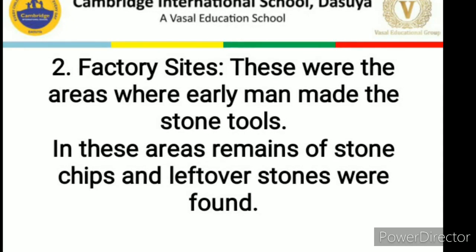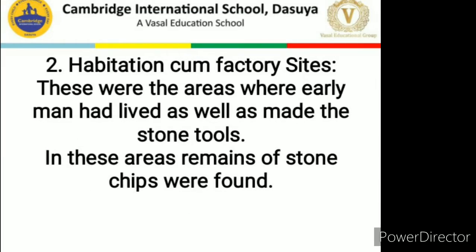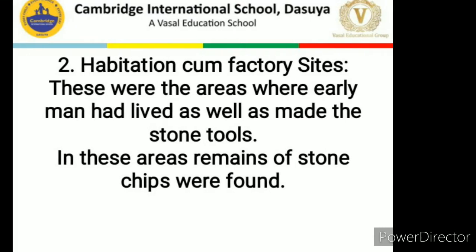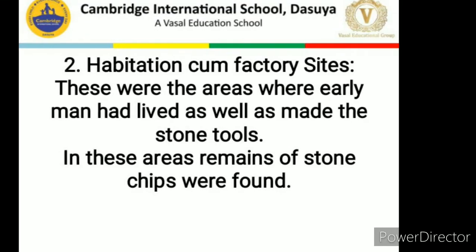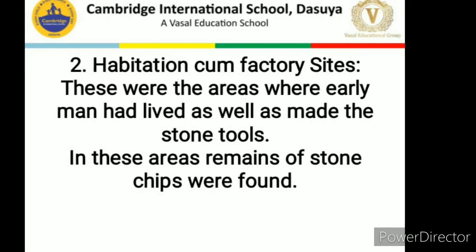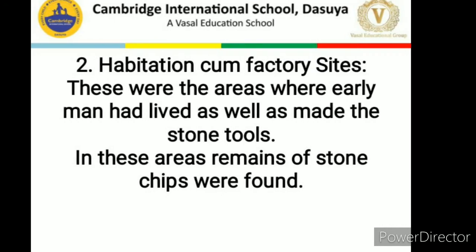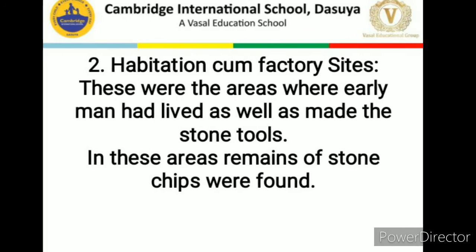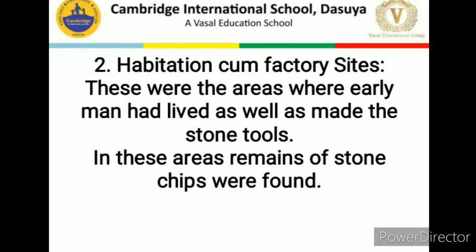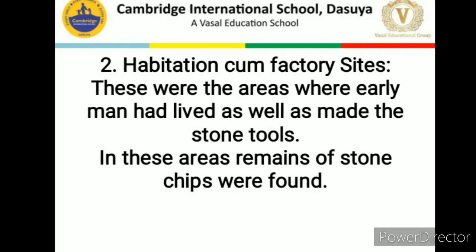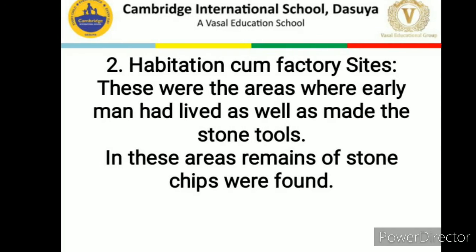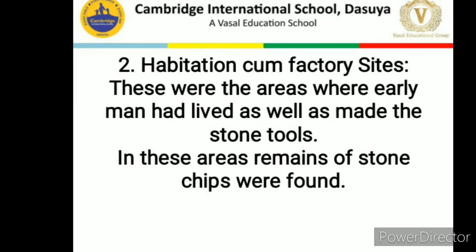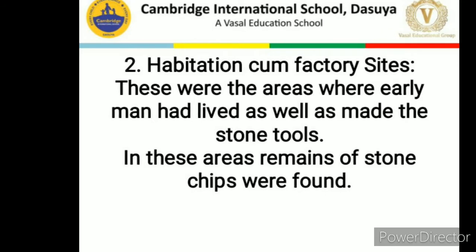Dear children, now our next site is habitation cum factory sites. As the name suggests, it's the area where these people were living as well as making their stone tools. These sites were serving two purposes. One, it is the habitat of the early man. Second, it was their working place also. So, dear children, that's all about these three different sites. First was the habitation site, second was the factory site, and the third was the habitation cum factory sites.